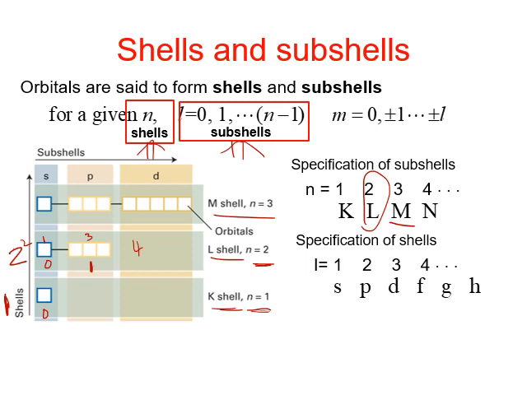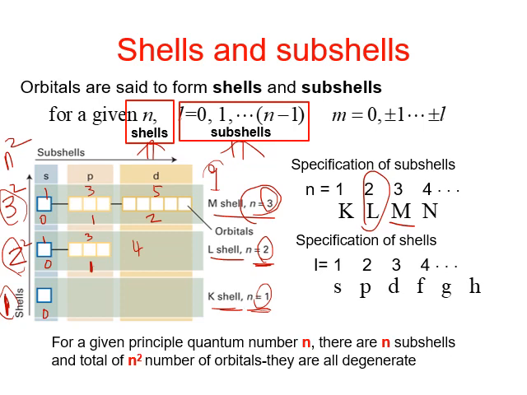Now for the third shell, n equals 3, L can be 0, 1, or 2. So you have 3 subshells. You can see the number of subshells equals the principal quantum number n. And the orbitals here, 1, 3, 5, add together to 9, which is 3 to the second power. So the number of orbitals is n squared. In general, for a given principal quantum number n, there are n subshells and a total of n squared orbitals. They are all degenerate because all these orbitals have quantum number n equal to 3; even though they have different L and different M, they correspond to the same n.